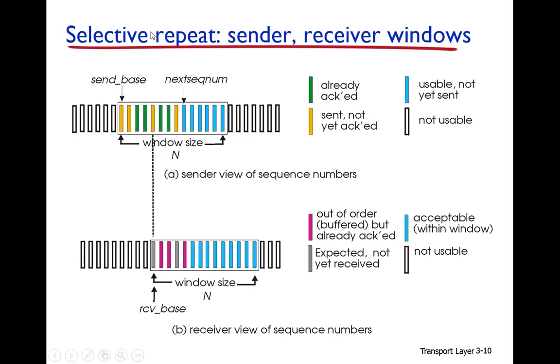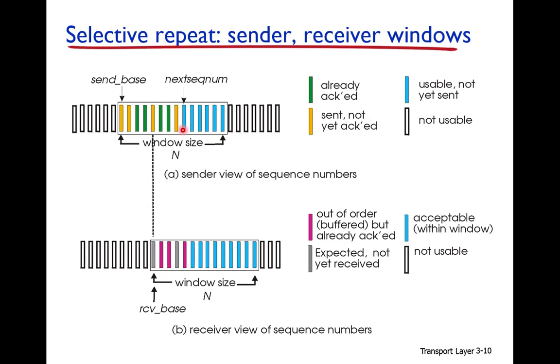Its working is like this. For example, this is the sender side. The send base is the oldest packet that is sent and not acknowledged. The next sequence number marks the next packet to be sent. The green ones are the packets that are sent and acknowledged, so they are correctly received by the receiver. The yellow ones are the packets that are sent and not yet acknowledged, and the send base is the oldest packet that is sent and not acknowledged.